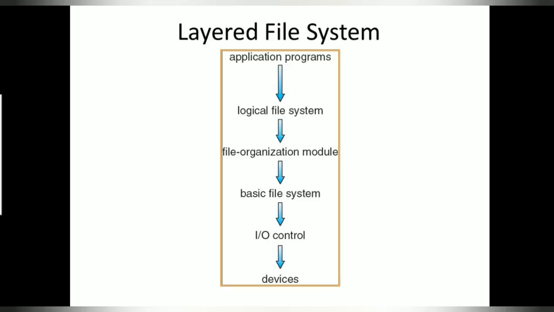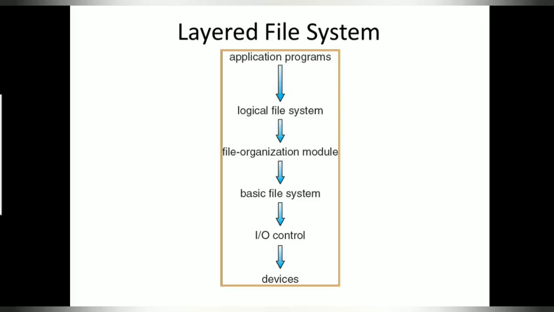So the last layer that we have is the logical file system. The logical file system manages the metadata information. When I say metadata, it includes the file system structure, the content, the actual data, and all of it. The logical file system manages the directory structure to provide the file organization module with the information it later needs for the symbolic file name.